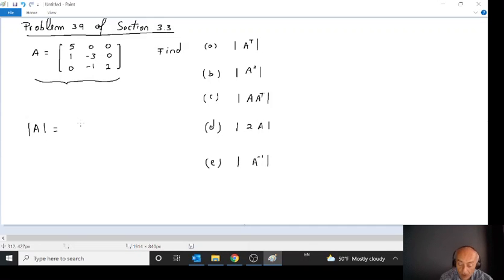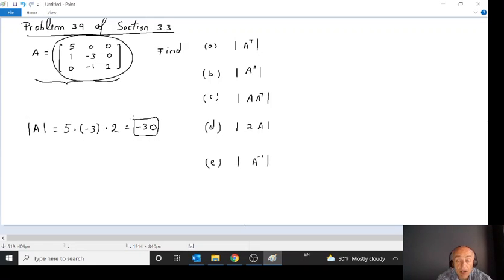It's a very easy problem because if you look at this matrix A that I'm circling here, it is a lower triangular matrix, so its determinant is simply the product of its diagonal entries, which are these that I just circled. So the determinant is going to be 5 times negative 3 times 2, and that's going to end up being negative 30.